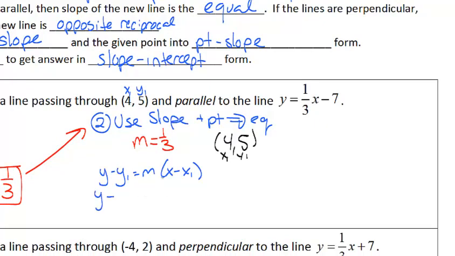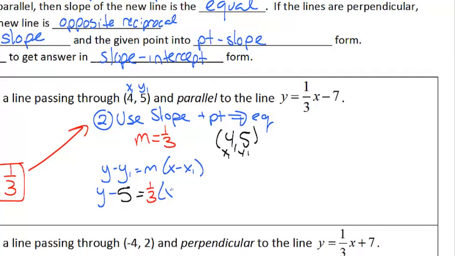So we have y minus y1, which happens to be 5, equals m, which is 1/3, parentheses x minus x1. In this case, x1 is 4. So this is an answer, but it's not in the right form. So step 4 says to solve for y to get it in the right form.